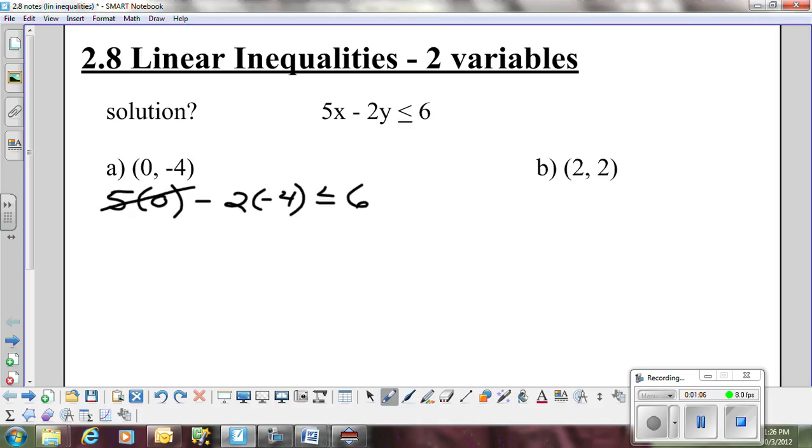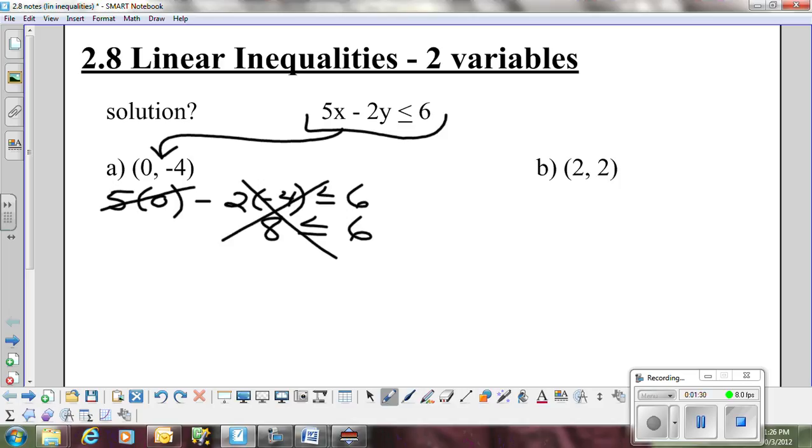5 times 0 is 0. -2 times -4 is 8. 8 is less than or equal to 6. Is that a true statement? Yes. What? How? Wait, what? So it's, oh, false, okay. Here's the equation. I substituted these values in here. Is that a true statement? No. Is the point 0, -4 a solution to that inequality? No. So not a solution.